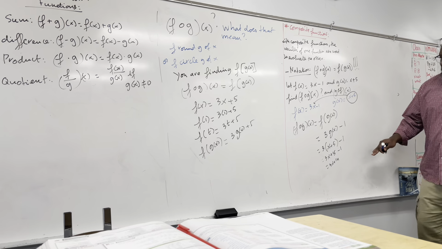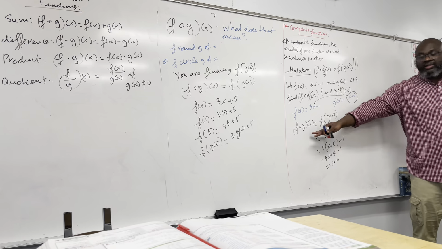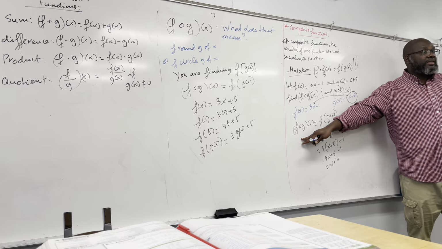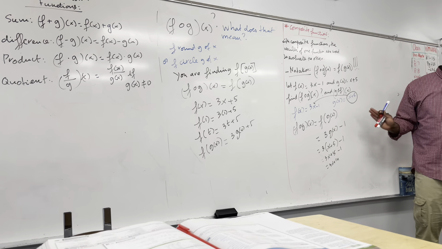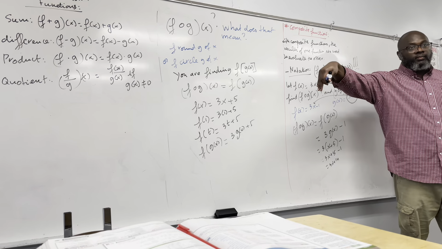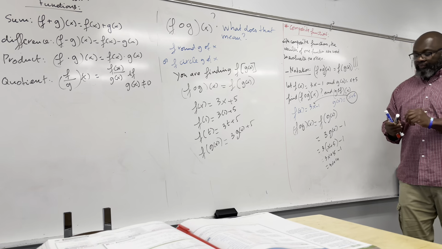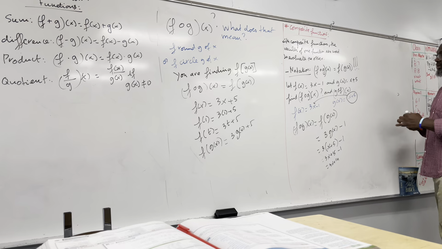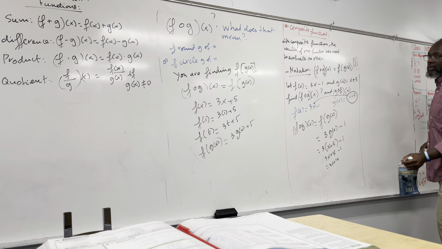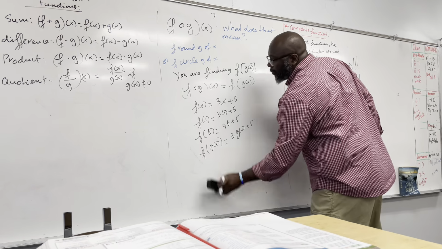So when I'm asking for f of g of x, f round g of x, all I'm saying is this: take g of x and plug that into f. Does that make sense? So now I can go back, I can switch it up. Now what if I ask you to find, let me put it over here.